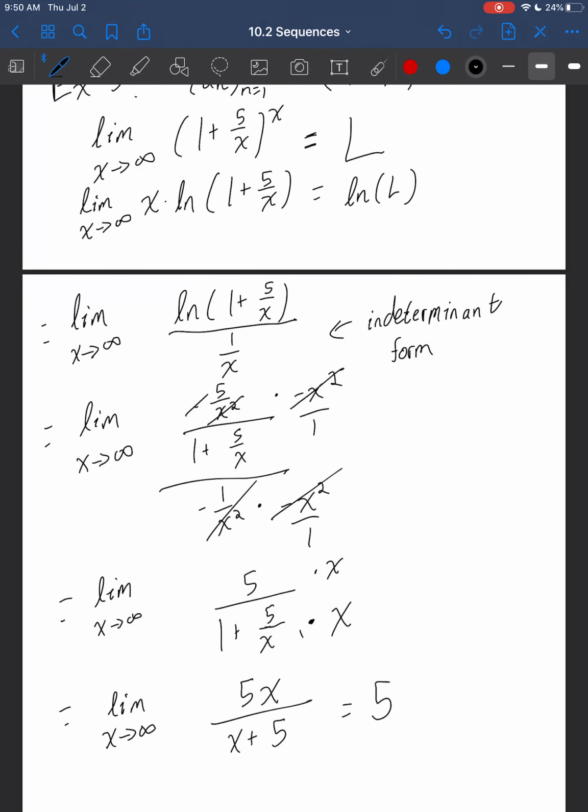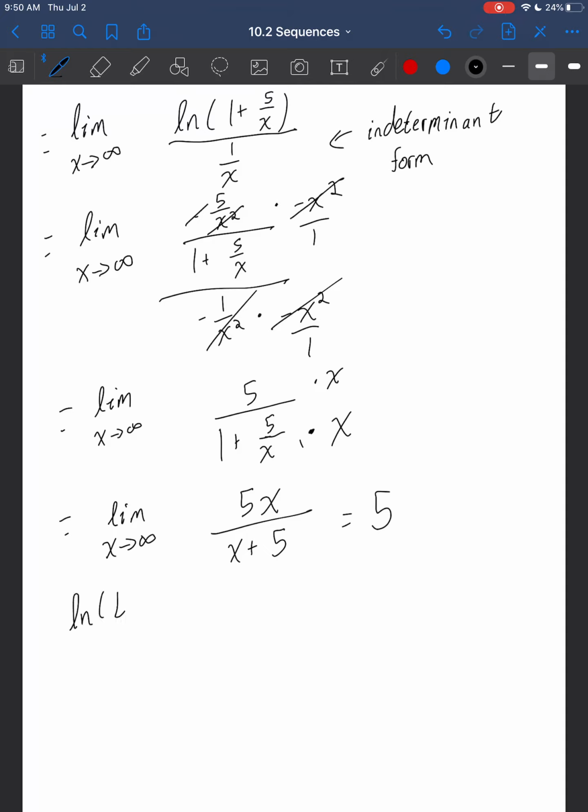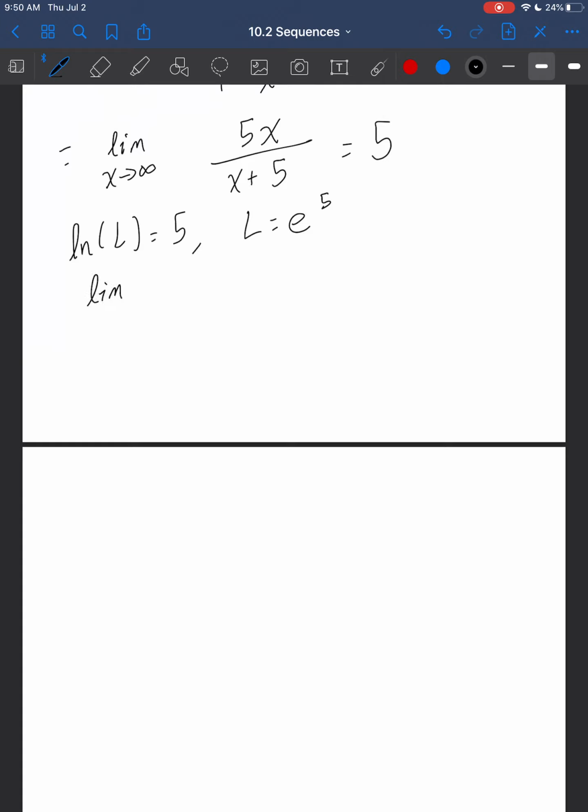Coming back up here, though, we weren't exactly figuring out what L was, right? We were figuring out what natural log of L was. So we know, actually, that natural log of L is 5. And our way to get rid of a natural log is taking e to both sides. And so I have L as e to the 5th power. Okay. So this means the limit as n goes to infinity of my sequence 1 plus 5 over n to the n equals e to the 5th.